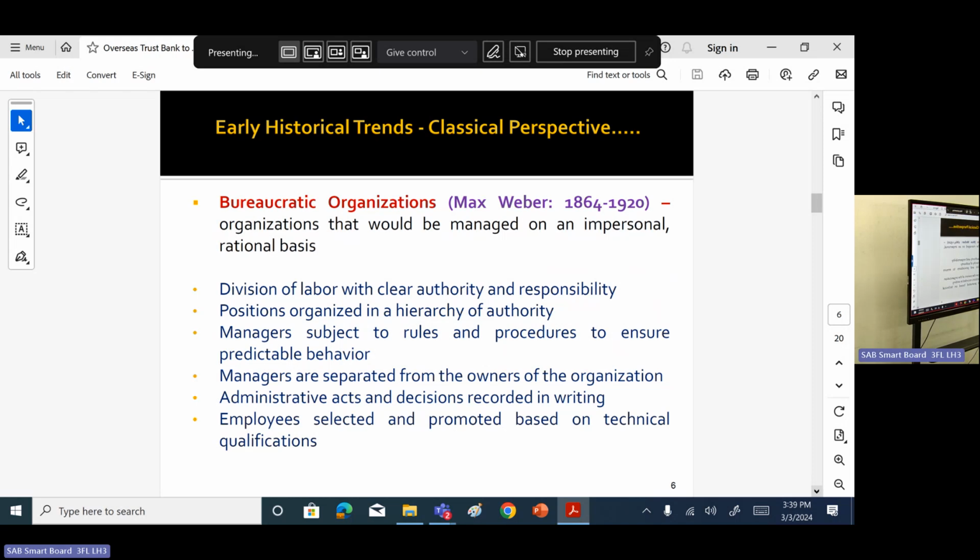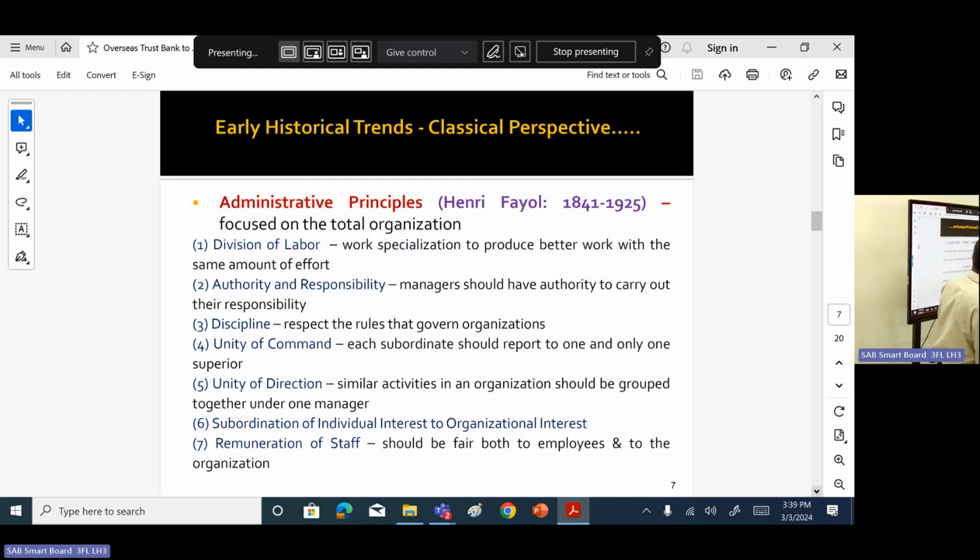Right. Therefore, these are the key bureaucratic principles introduced by Max Weber, which also have similar explanations to the scientific management principles. Therefore, this is also considered under the classical perspective as an early historical trend in management. Right. Another one is remaining. What is that? Administrative theory, or administrative principles, introduced by Fayol.